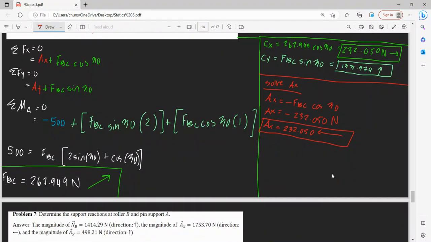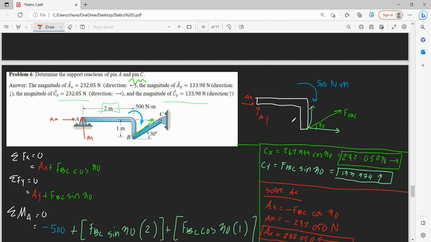And when we solve for AY, same thing, AY is equal to negative FBC sine 30, and that's going to be AY is equal to 133.974 in our downward direction, opposite to the direction that we first assumed. So that's how you can use two force members to break down our components, right?